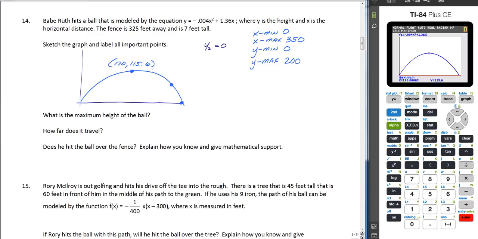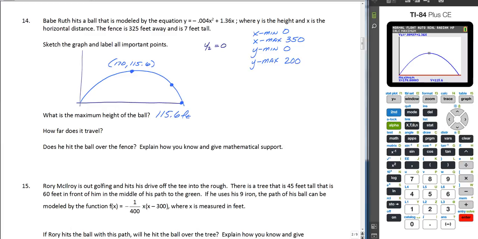Well, if we're asking for the maximum height of the ball, the answer is 115.6 feet. Because the height would be our Y value, not our X value. At that time, it's 170 feet from home plate. Still got a while to go.